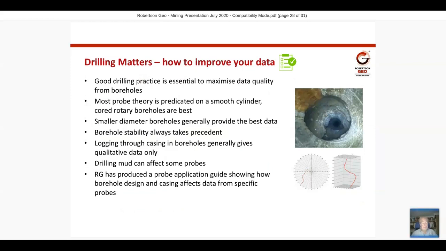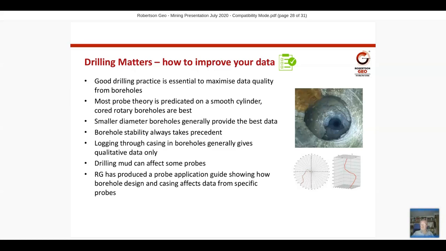So one of the points that we often stress when it comes to borehole logging, the data that you obtain from your borehole really is highly dependent on the drilling conditions that were in place at the time the hole was drilled. So good drilling practice is critical to maximizing data from boreholes. Most geophysical probe theory, logging probe theory, is based on the hole being a smooth cylinder, vertical, and with cored rotary holes producing the best types of bores.